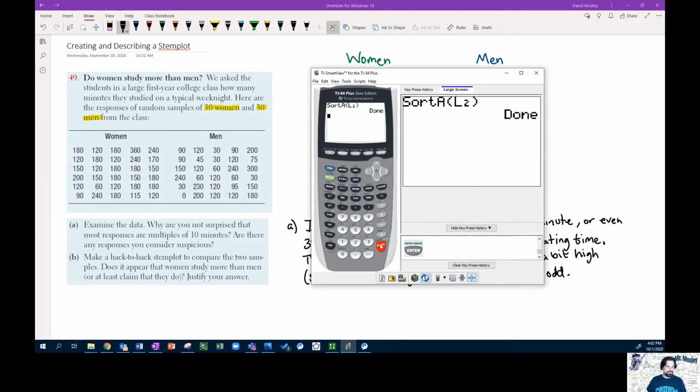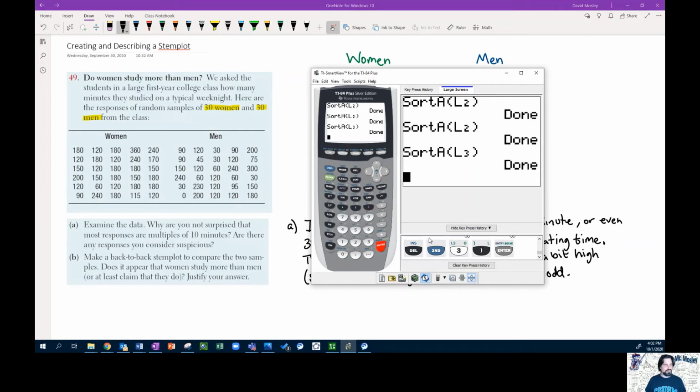Excellent. And then to save time, I'm going to hit Enter again so it repeats the same command. Oops, don't want to sort list 2 again. I just need to copy this. So if I highlight it and hit Enter, it's going to put it in there. And I can replace this. Delete. And second, list 3. Close my parentheses. Enter. Sweet. Now list 3 has been sorted.